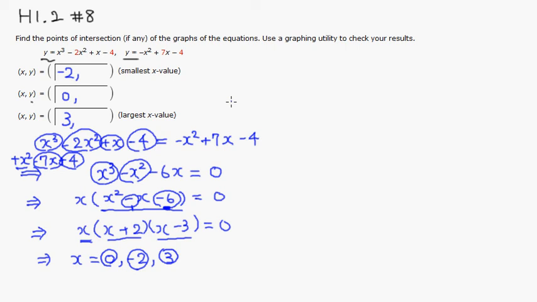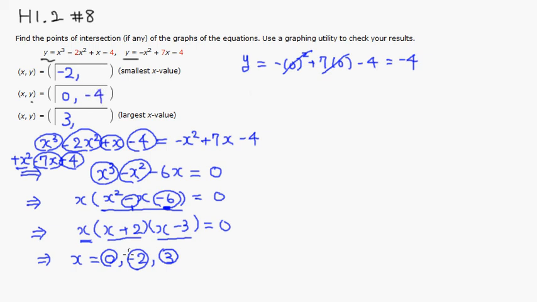Then you can use either equation. I like the second one since it's a little simpler. When x equals 0, y is equal to negative 0 squared plus 7 times 0 minus 4. That's just 0, that's just 0, so you have negative 4. So y is negative 4 there.